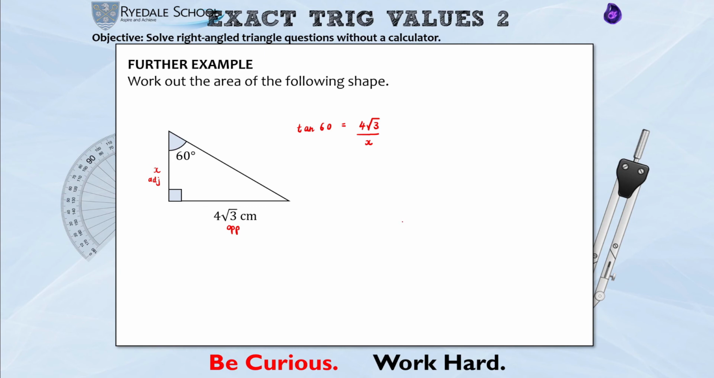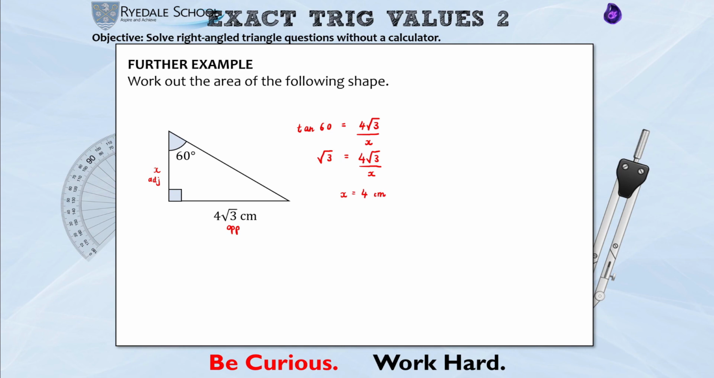What do we know about tan 60? That's using our facts. We know that tan 60 is root 3, and that has to equal 4 root 3 divided by something. Now, I could do a lot of rearranging here, but I hope you would realise what value x needs to be for this side to be the same as root 3. We need the 4 to disappear, so it needs to be 4 divided by 4. So x must equal 4 centimetres.